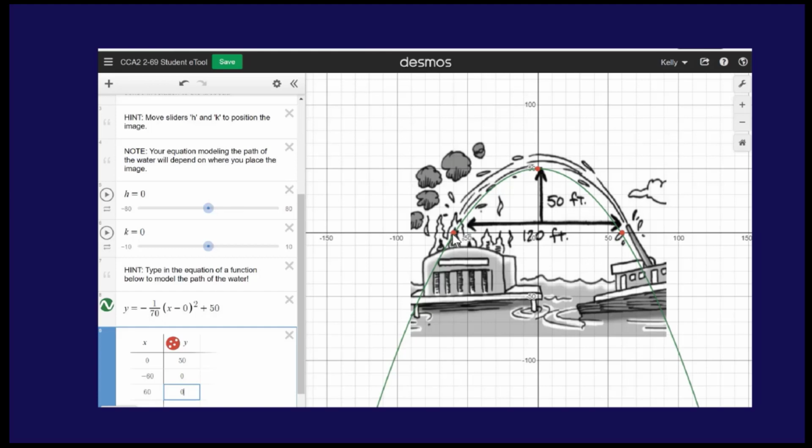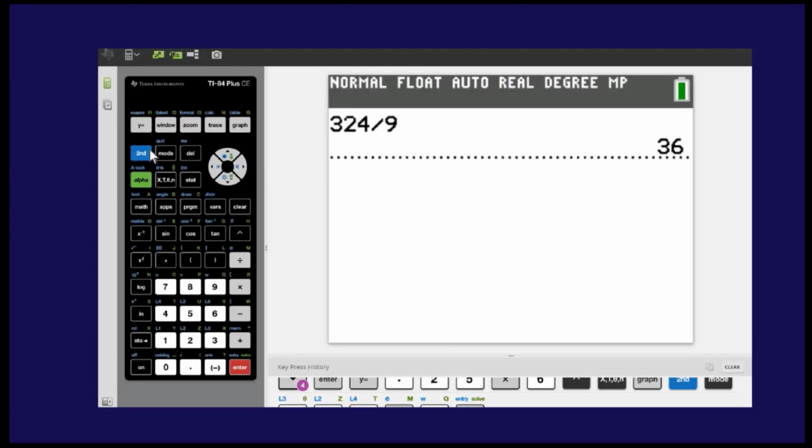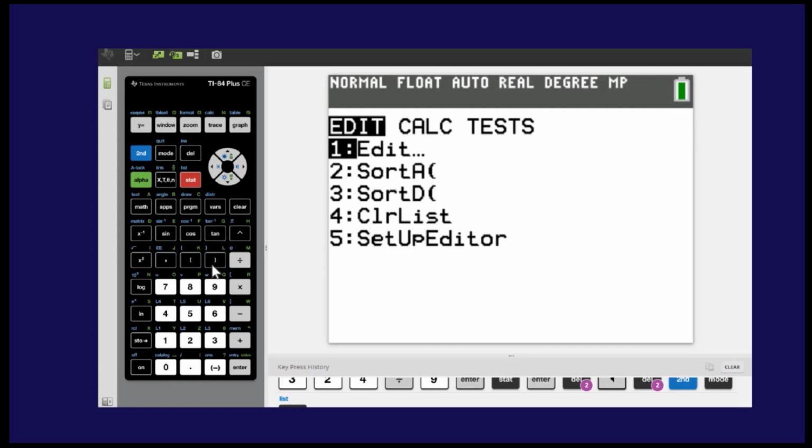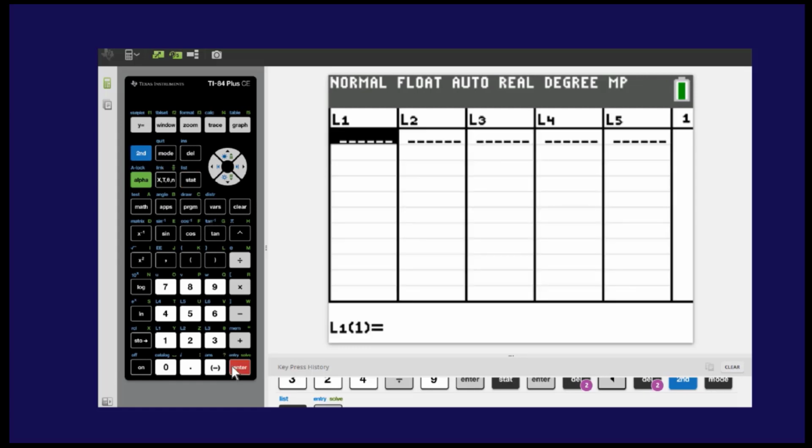So now we're going to go to the Texas Instrument calculator. So let's just bring that up. And let's go to our lists. And we do that by hitting Stat, and then we're going to edit. And we're going to put our 3 points in. So we know that our first point on list 1 is going to be 0 because that's for our vertex. And so I'm going to hit enter. And then we have negative 60, enter, and we have 60.